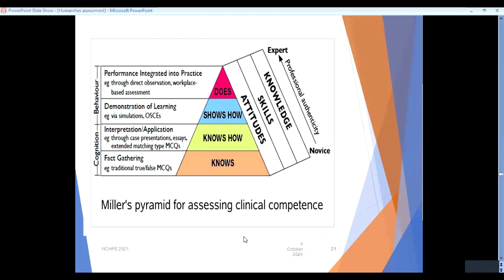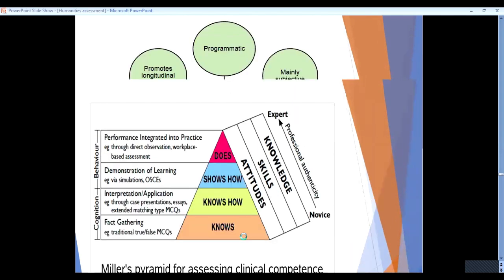That is more for postgraduate students. And for undergraduate students also, certain competencies NMC has now kept at the does level. Does level means when the student is actually doing something on a patient, not on a simulated patient, but a real patient. So your tools of assessment should be able to cater to each and every level of Miller's pyramid. We will go into detail on this also. Next one, please.